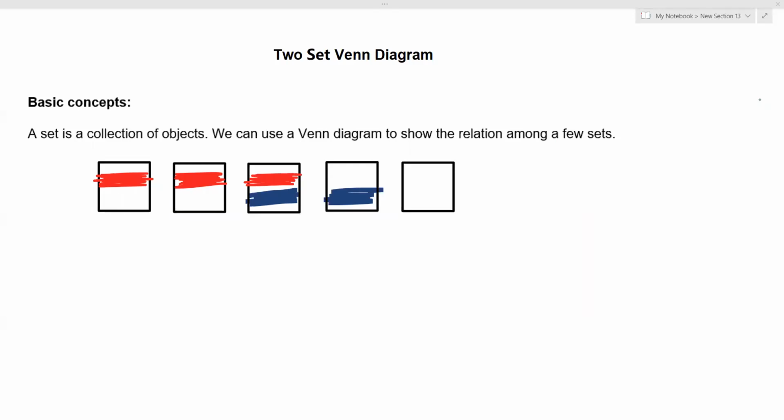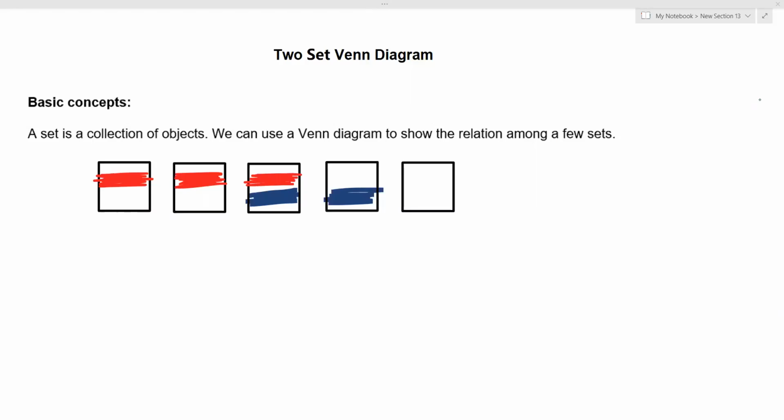First, let's look at these 5 boxes. So here on the left, we have these 2 boxes that have only the red paint. Now the one in the middle has both the red and the blue paint. Now there's one box to the right that has only the blue paint, and the one that's to the far right that has no paint. So there are 5 boxes, right?